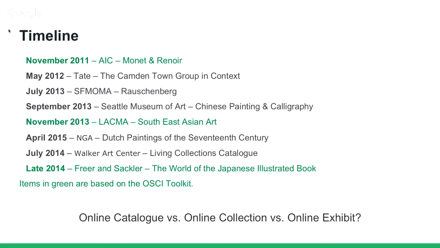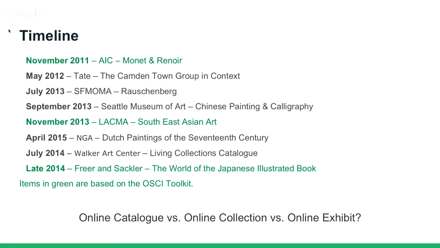So here we have maybe not a comprehensive, but a fairly complete timeline of the projects that were done in conjunction with the initiative. There are other digital publications out there, but these are the ones that were done with the initiative. And I believe you can find most of this list on the Getty Institution's website for OSCI. The projects highlighted in green were the ones that used the OSCI Toolkit specifically.